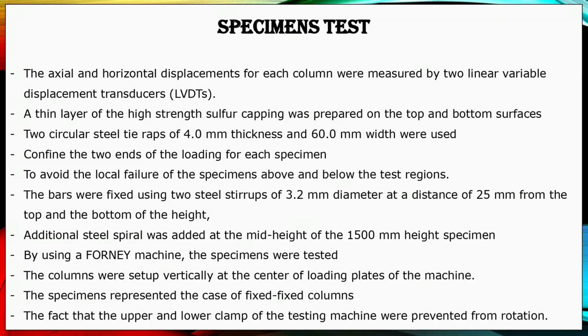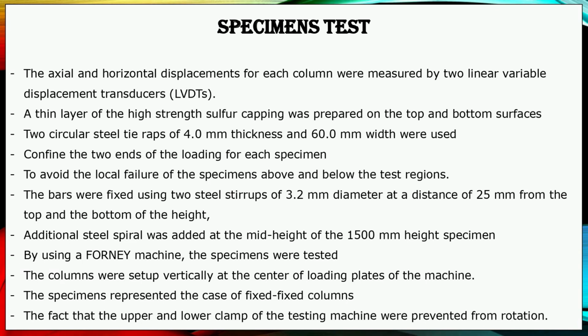The next test is specimen test. The axial and the horizontal displacement for each column were measured by two linear variable displacement transducers, LVDT, 180 degrees apart along the hoop direction of the specimen. A thin layer of high strength sulfur capping was prepared on the top and the bottom surfaces before the test to ensure the uniform stress distribution during the test.